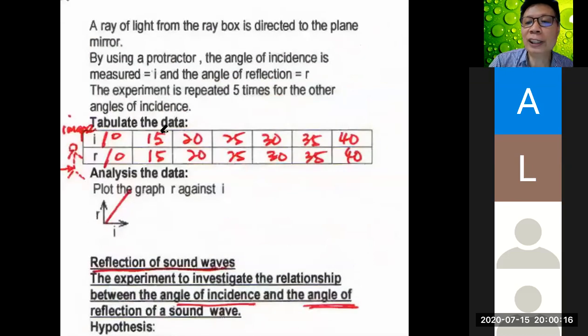Your experiment result is like this. Angle of incidence starts with 15 degrees. Then you notice the angle of reflection is also the same, 15. When you increase the angle of incidence to 20, the reflection also becomes 20. Increase further to 25, the angle of reflection is also 25. So you notice that when the angle of incidence gets bigger and bigger, the angle of reflection also becomes bigger. So it's proven that the angle of incidence and angle of reflection are the same. And when you plot a graph, you get a directly proportional graph like this.